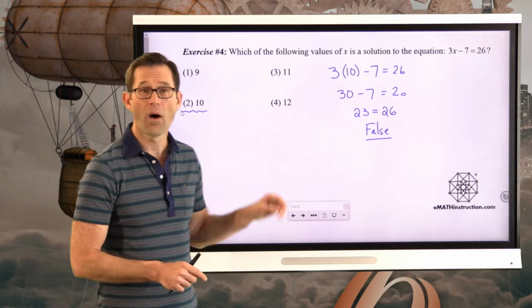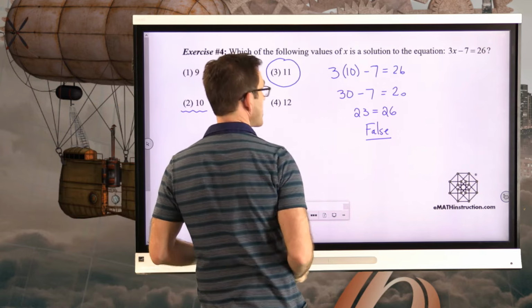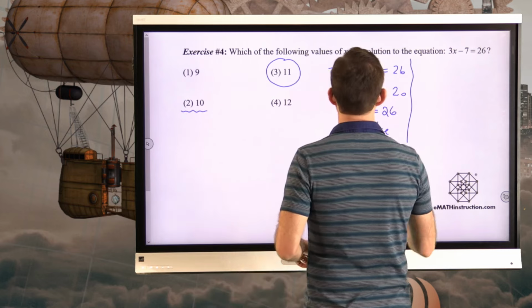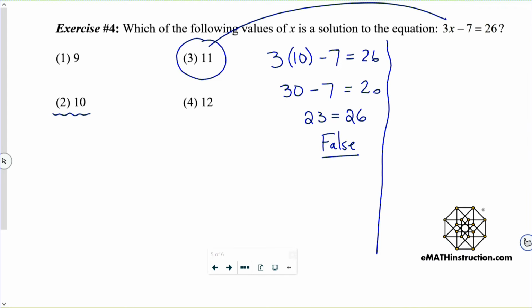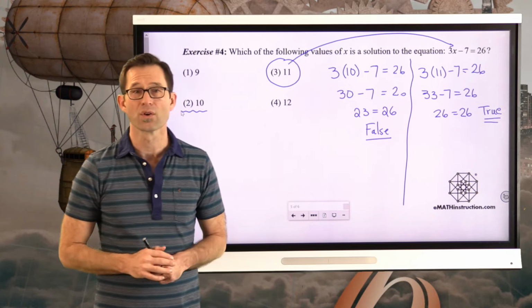So if I do that on the 3 other choices, what I'll eventually find is that choice 3 is in fact correct. And the reason why, if I take the 11 and I substitute it in for x, right, then I'll get 33 minus 7 equals 26, and I'll get 26 equals 26, and that is true. So x equals 11 is a solution to this equation.